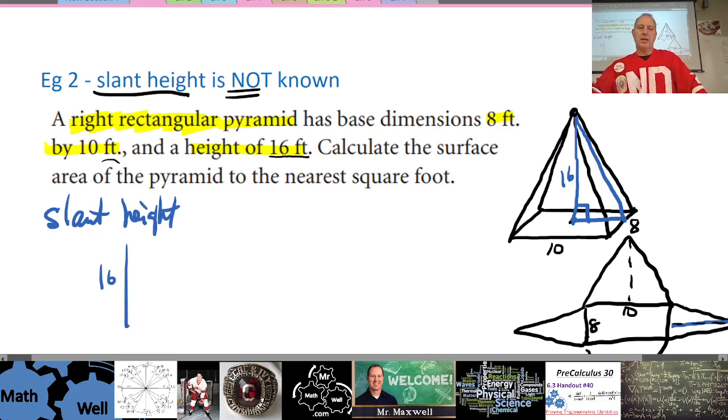Now, what is this side? Do I know what this side is going to be? From here out to this edge? It is 5 because it's exactly half of this long side of 10. So you're absolutely right. This is 5. Very good. And this is going to be my S, my slant height.